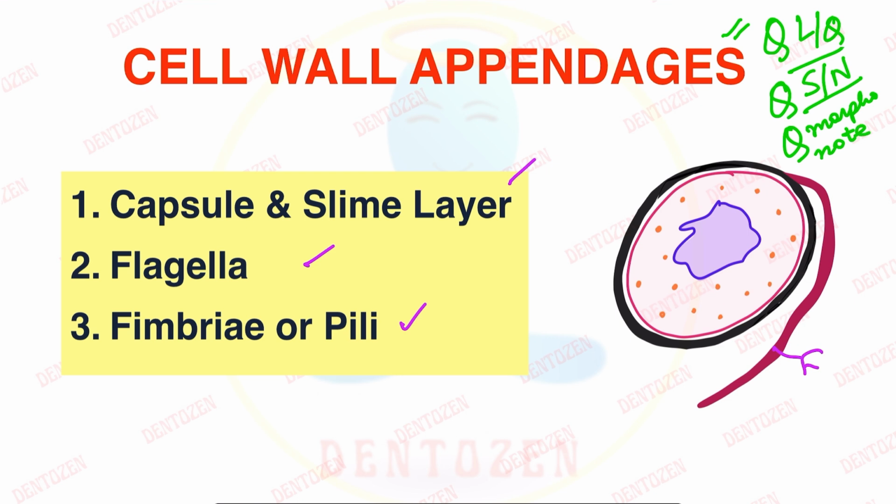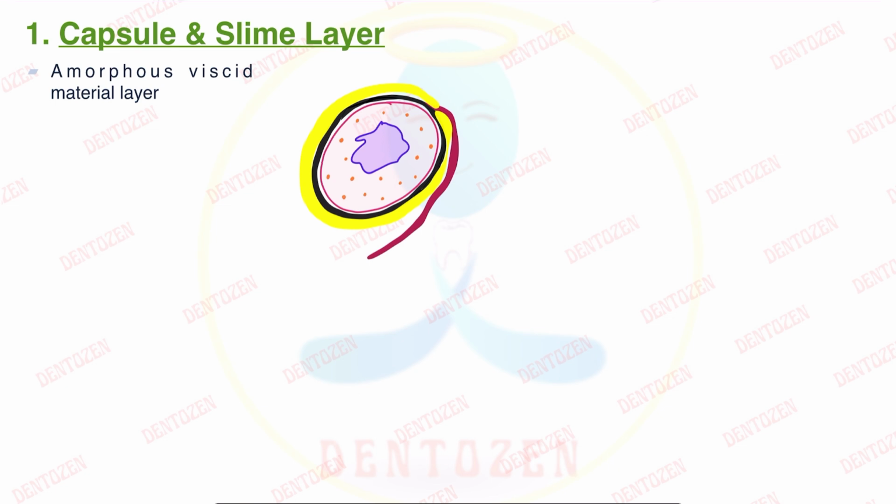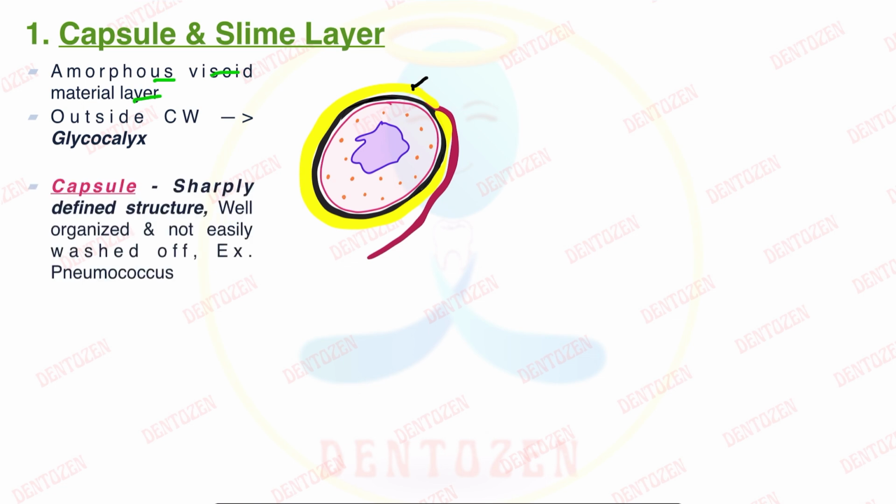So let's start first with the capsule and slime layer. Now, some bacteria secrete an amorphous viscid material layer around their cell surface as we can see here, and this outside the cell wall is called glycocalyx. Now, if this layer is a sharply defined structure as we can see here, this is called capsule. So, capsule is a sharply defined structure and it is well organized and not easily washed off. An example of bacteria which show capsule is pneumococcus.